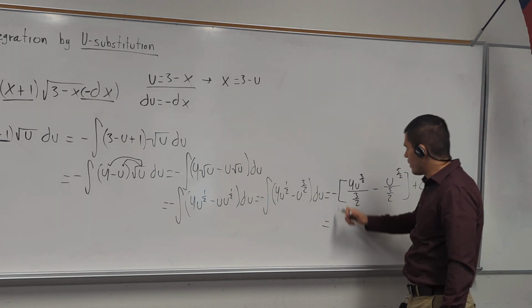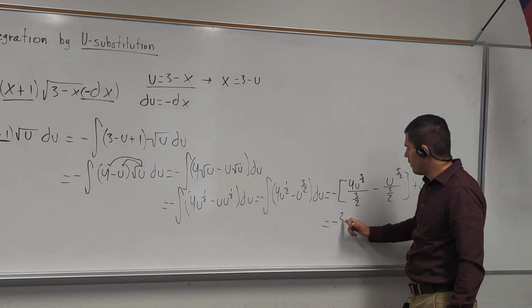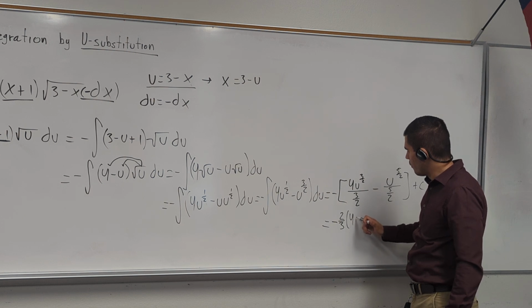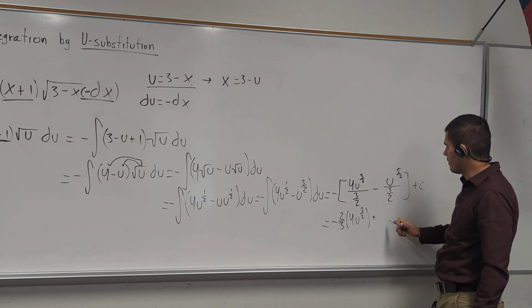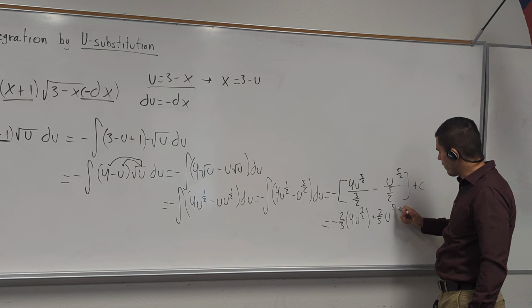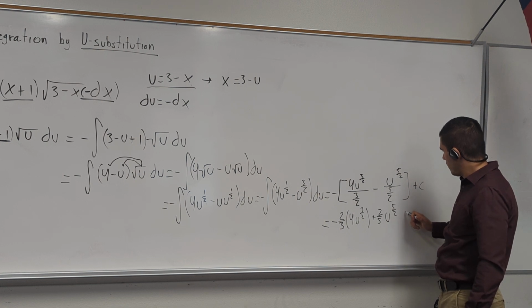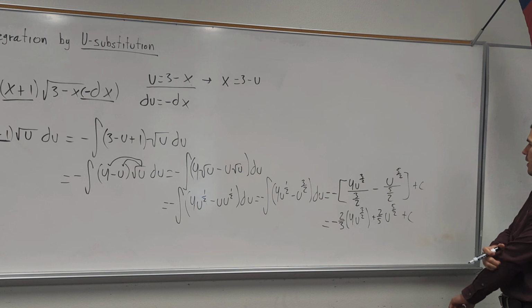Clean this up before I do my substitution. If I distribute the negative, this becomes negative 2/3 times 4 u to the 3/2. Distributing the negative makes that into a positive, so I'll be 2/5 u to the 5/2 plus c. So I'm going to look at, can I do anything else?